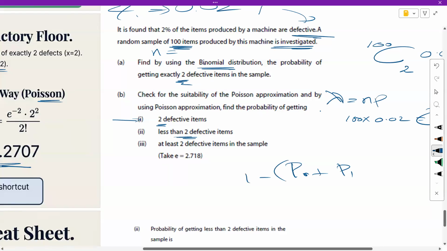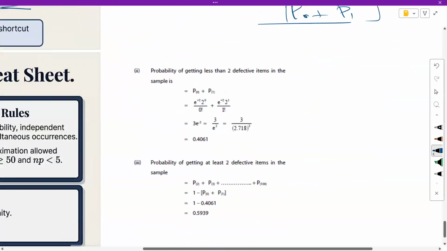Less than 2, not 1 minus. Here, if we add these two, we can answer this question. Probability of getting less than 2 defective items: probability of 0, probability of 1. Here, we applied which one? Poisson distribution. Originally this is a binomial distribution function, but here we apply the Poisson distribution. This answer is given in the Poisson distribution.